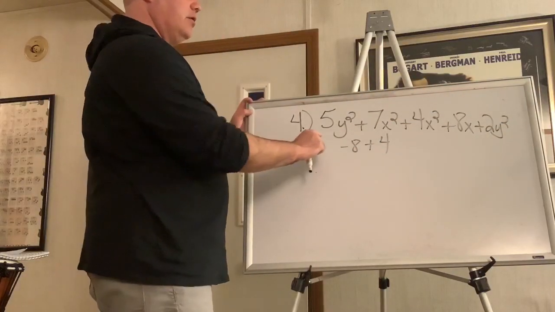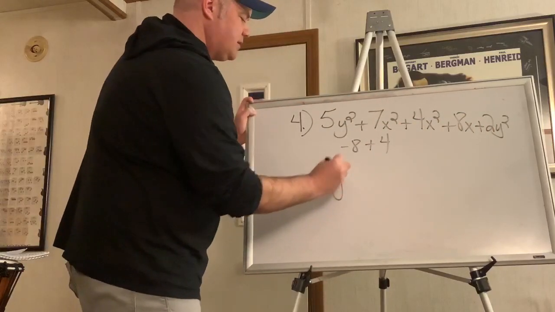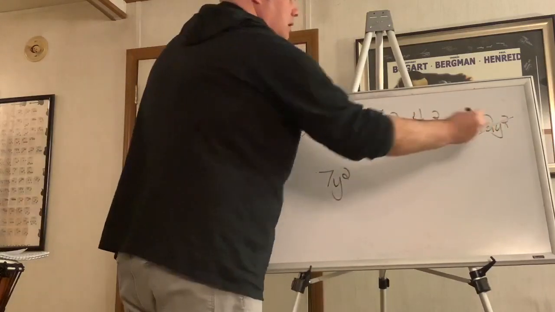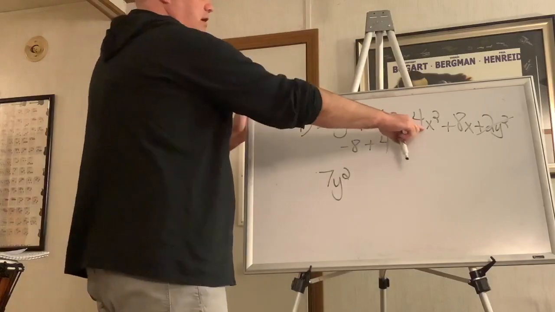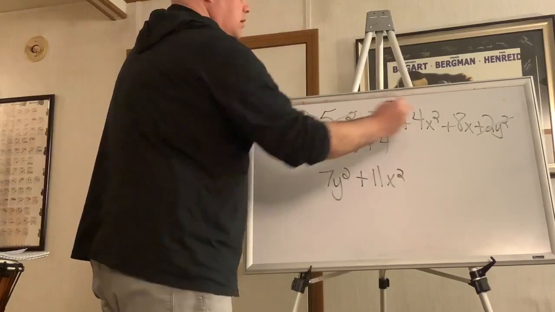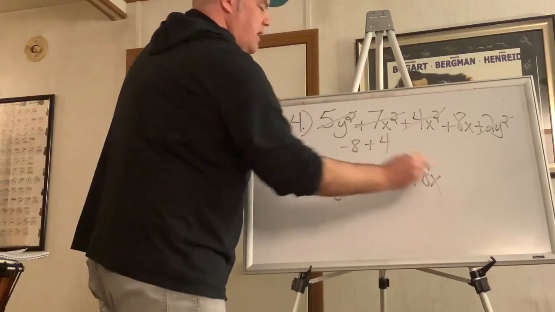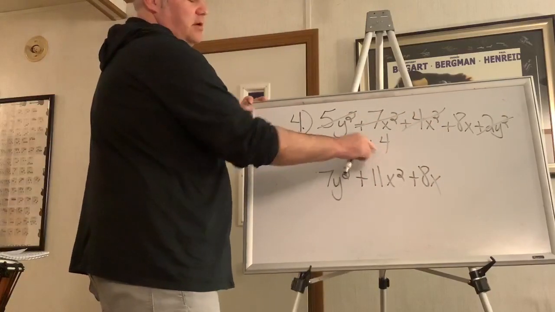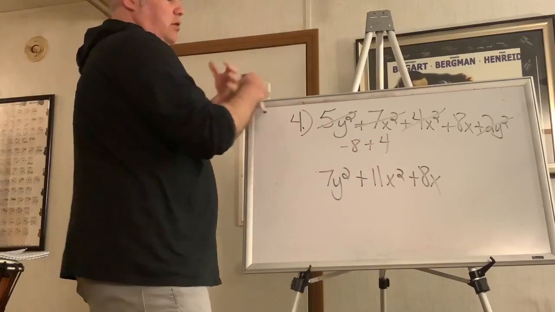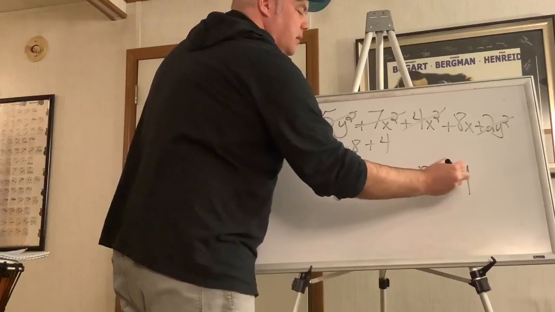So I could go through 5y squared plus 2y squared is 7y squared. Okay, 7x squared plus 4x squared is 11x squared. There is no other x, so it just stays 8x. And then negative 8 plus 4, so you're negative 8 in the hole, you're going 4 positive from there, so you're still left at negative 4.